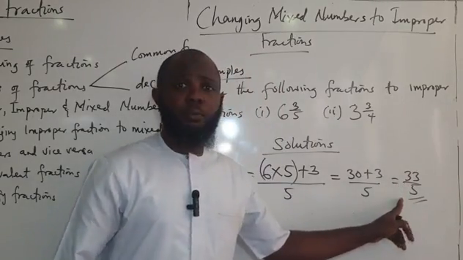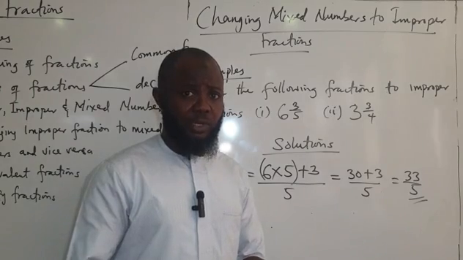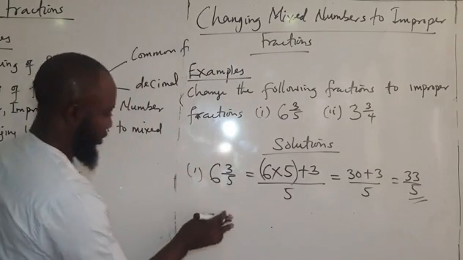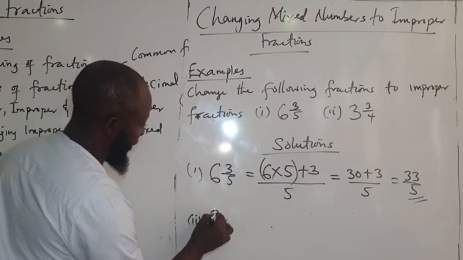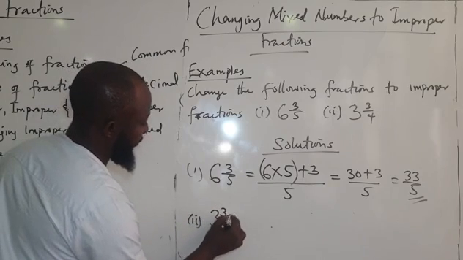So this is an improper fraction, rather. Is that clear? So let's look at the second one. We're going to follow the same rule, the same process. So we have 3 whole number, 3 over 4.